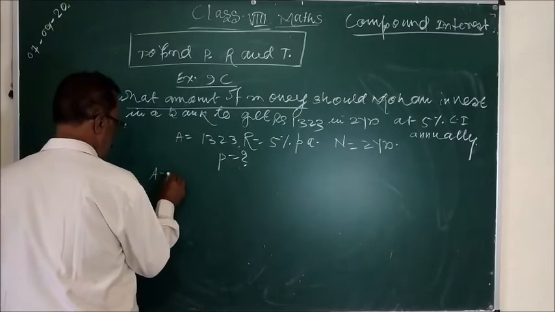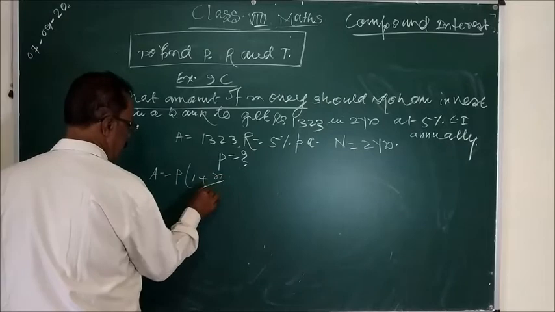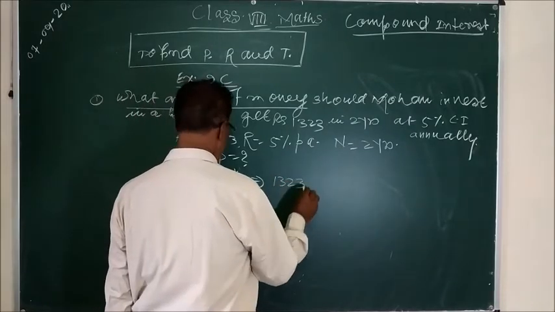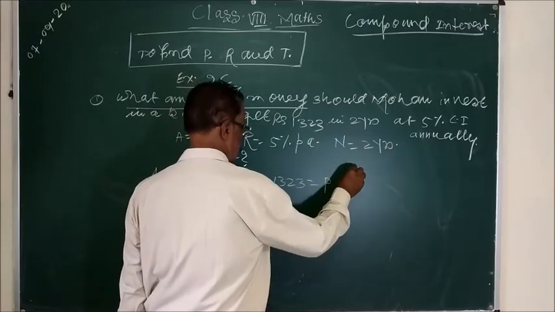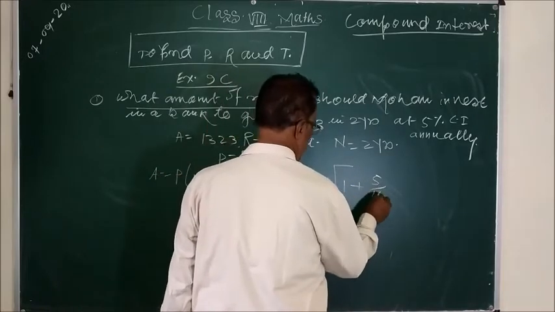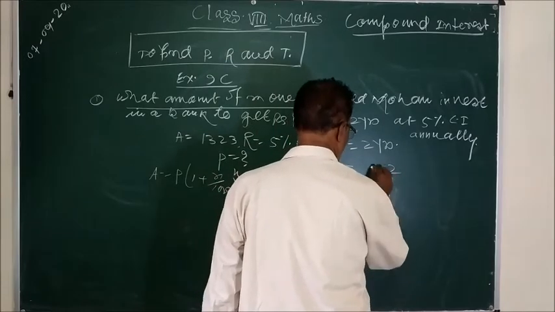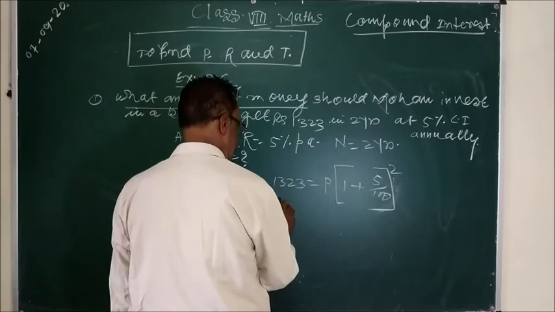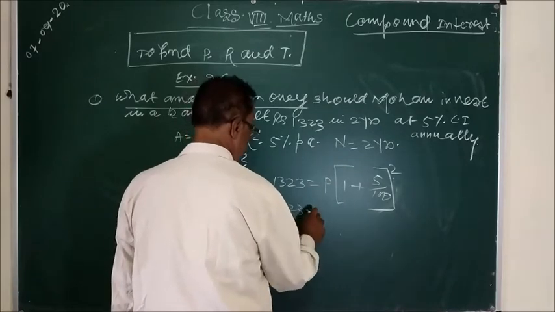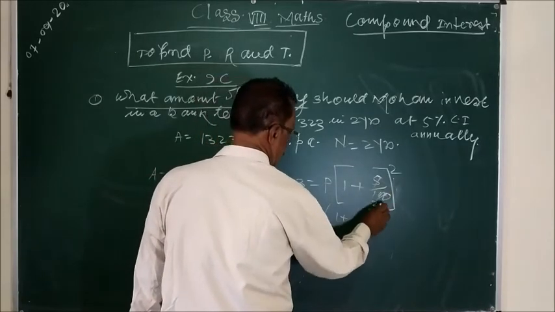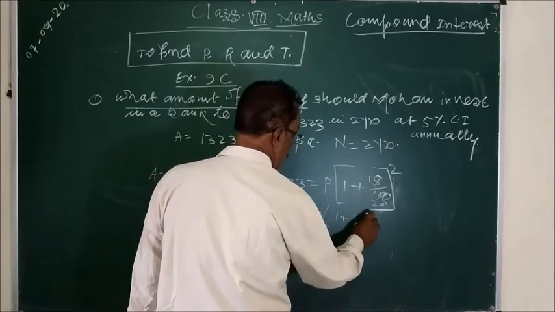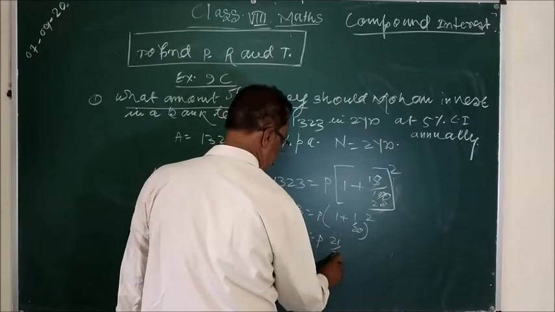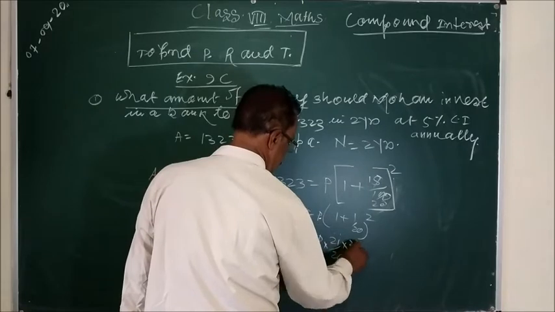Now you write the formula: A is equal to P into 1 plus R by 100 power n. Now you put the values. A is equal to 1323, principal is unknown, and 1 plus R by 100 is 5 by 100, with power 2. These are the values given. 1323 is equal to P into 1 plus, we can simplify, 1 by 20, 1 plus 1 by 20 power 2. So 1323 equals P, and this will be 21 by 20 into 21 by 20.